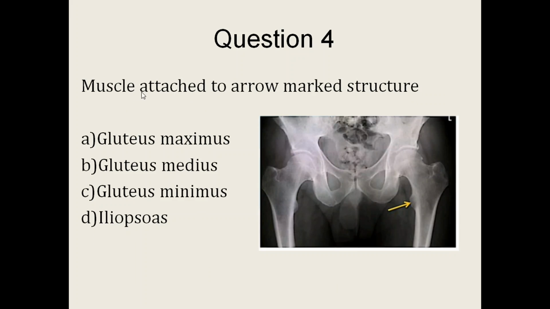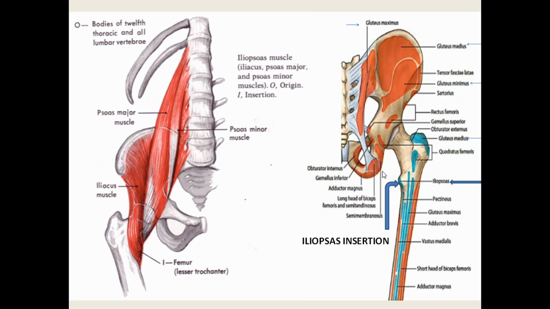Now here they have asked for the muscle attached to the arrow marked structure. What is this structure? The arrow marked structure is the lesser trochanter. And where is the greater trochanter? The greater trochanter is here. Let's look at an image. Right here, this is the greater trochanter and this is the lesser trochanter. There is only one muscle. The muscle name is iliopsoas. Iliopsoas is a combination of the iliacus muscle and the psoas muscle. The psoas major and minor muscle arises from the vertebra, and the iliacus muscle arises from the iliac crest, and they insert onto the lesser trochanter.